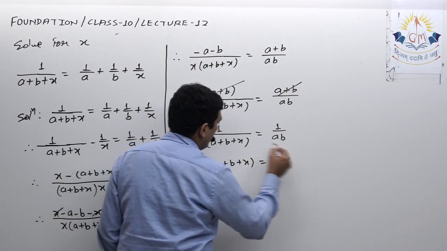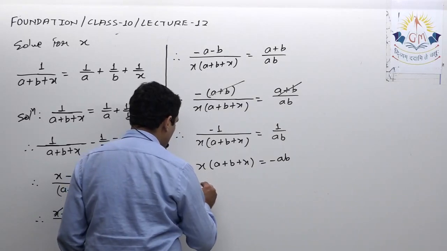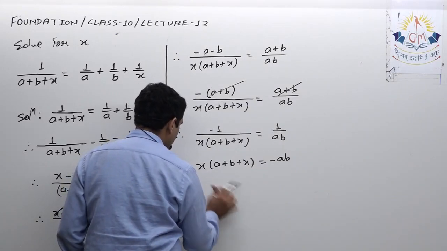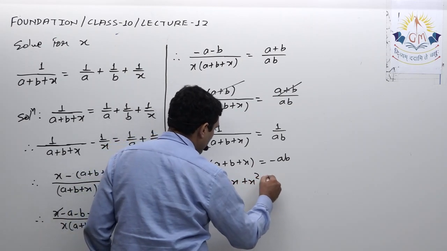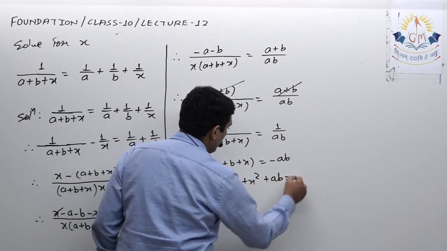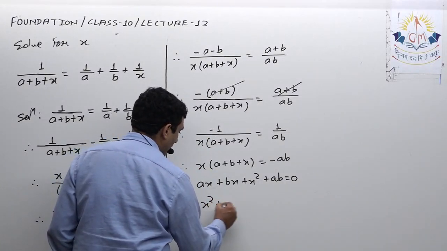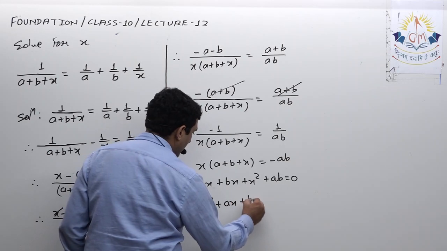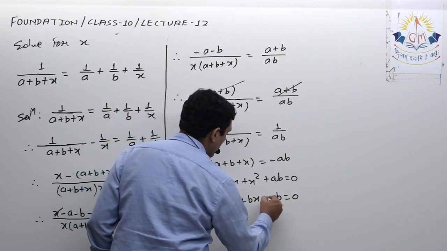Now on cross multiplication, or by reciprocating, I can get x into a plus b plus x equal to minus ab. Now I'll multiply over here, so I'll get ax plus bx plus x square plus ab equal to 0. Now I write that equation in the standard form: x square plus ax plus bx plus ab is equal to 0.